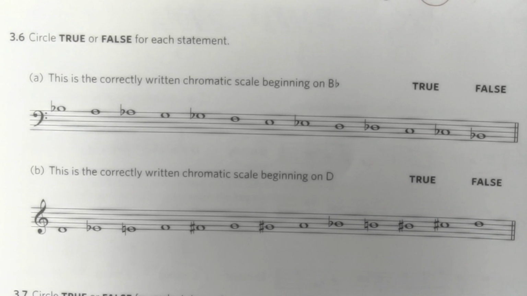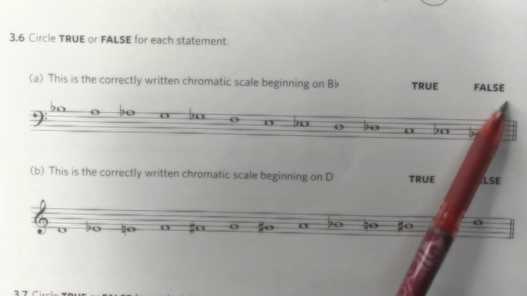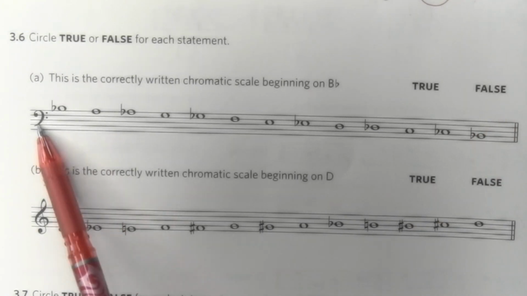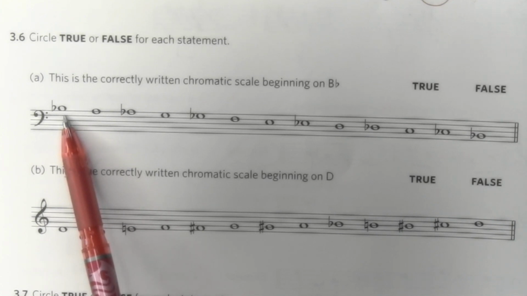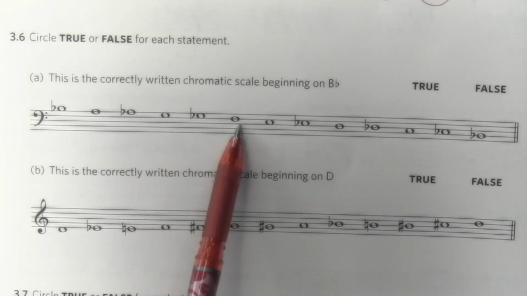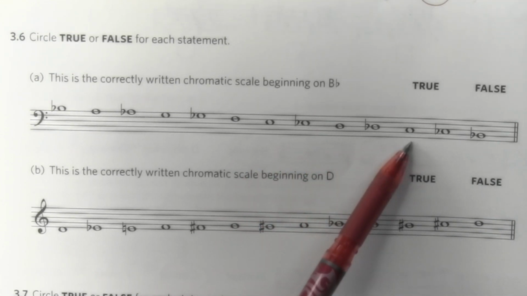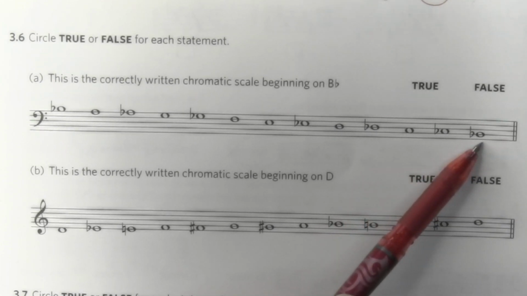In this next question, we must circle true or false if we think that this statement is correct or incorrect. It relates to the chromatic scale. So, is this a chromatic scale beginning on B flat? Yes or no? Let's see. In the bass clef, this is B flat. So, Si flat, La, La flat, Sol, Sol flat, Fa, Mi, Mi flat, Re, Re flat, Do, Do flat, Si flat.